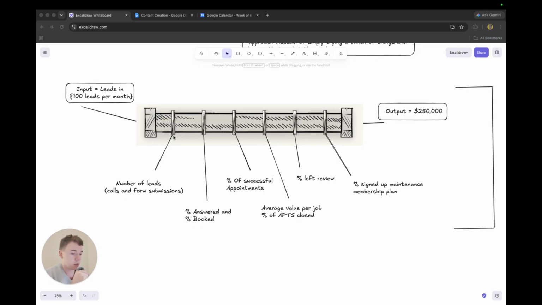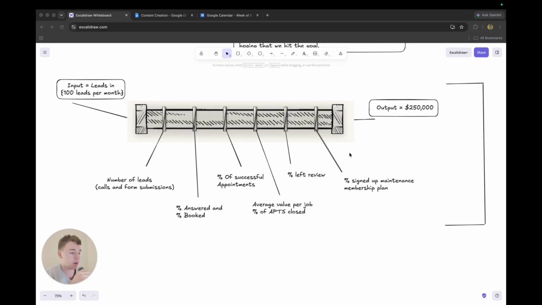So let's quickly look at the variables I think would be important, just in a general sense. The total number of leads coming in, the percentage of answered calls and the percentage of booked calls, the percentage of successful appointments. You booked them and you showed up and they were there. Then the average value per job, the percentage of appointments closed, so the booking rate and closing rate as separate metrics, the percentage of customers that left a review, and the percentage of customers that signed up for a maintenance or a membership plan, depending on how your company does it.